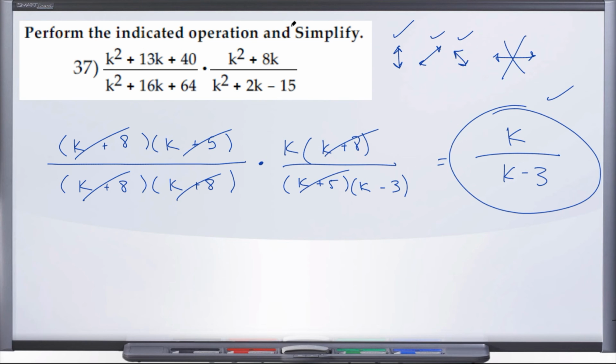So again, when you're presented with something like this that asks you to perform the indicated operation and simplify, all you want to do is factor the numerator, factor the denominator, factor the numerator, factor the denominator. You'll end up with something that looks like this. Cancel all those factors that are identical, making sure that you follow the rules as far as you can cancel up and down or diagonally, just not left to right. And then whatever you're left with, you want to multiply together, or in this case, we were simply left with one fraction because this whole entire fraction canceled out. So we were just left with a k over k minus 3, and that was our final answer, so number 37.